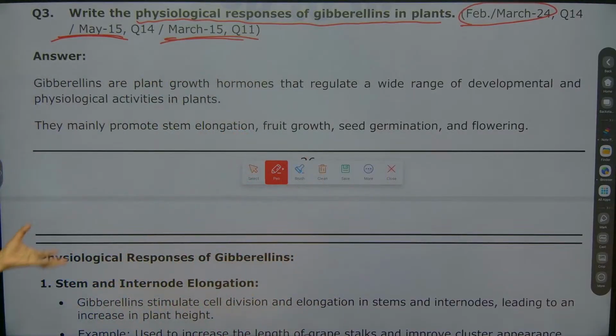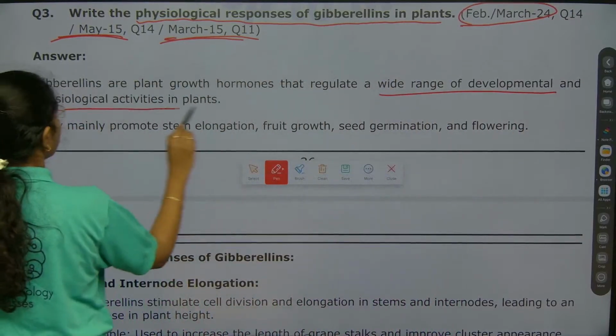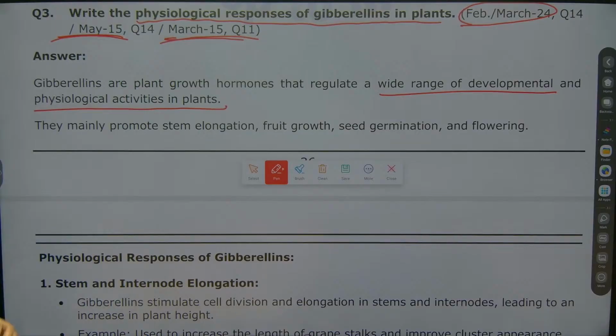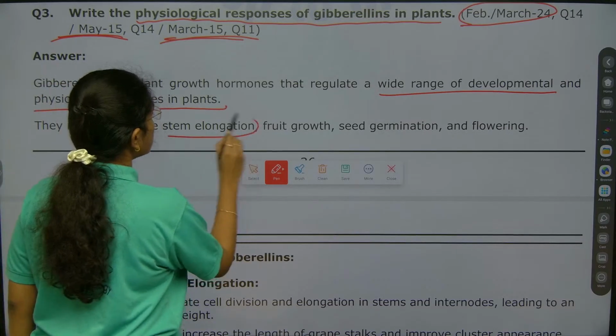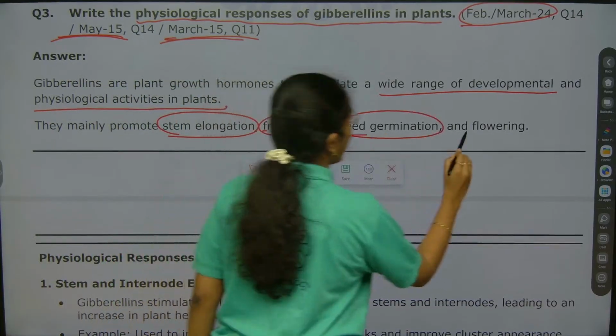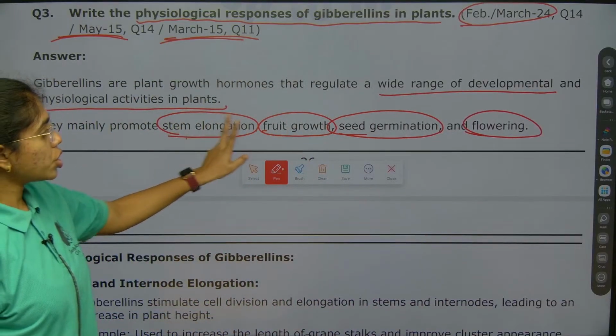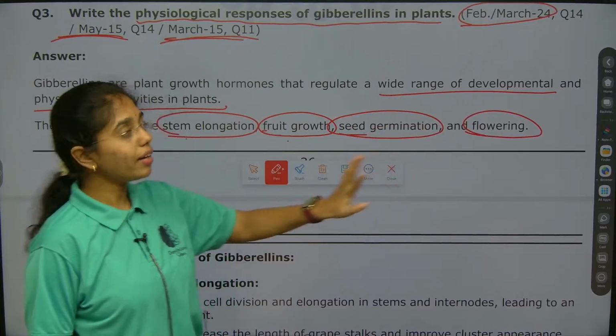Here we go. Gibberellins are plant growth hormones that regulate a wide range of developmental and physiological activities in plants. They mainly promote stem elongation, fruit growth, seed germination and flowering.